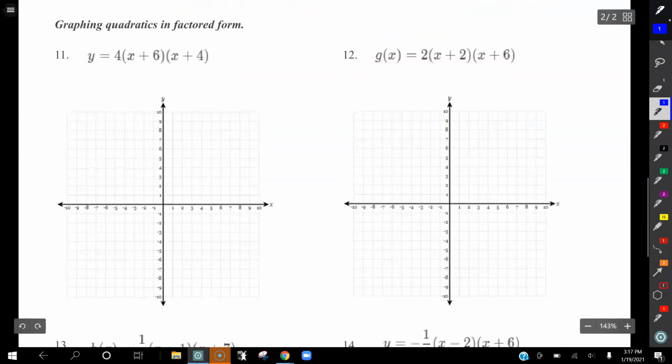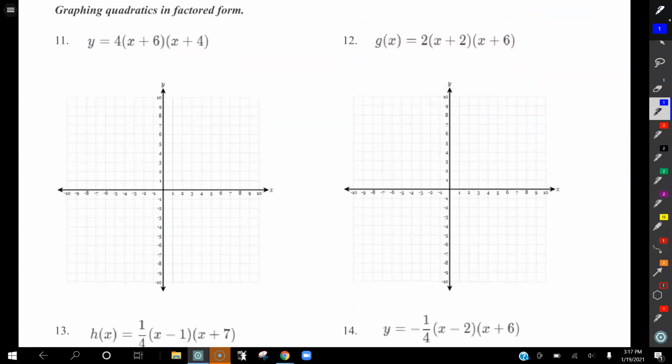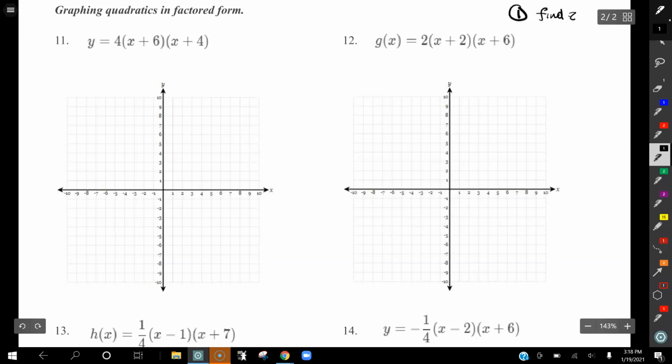Now we want to get into the graphing. So graph quadratics in factored form. I'm going to give you some steps for graphing. I think I'm going to do number 12 for you on this one, so number 12 will be our notes. The very first thing I want to do, step 1, when I want to graph, is find the zeros of the function, and then plot them on the x-axis.